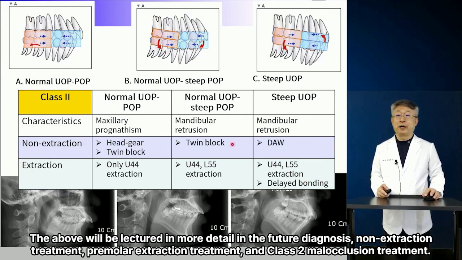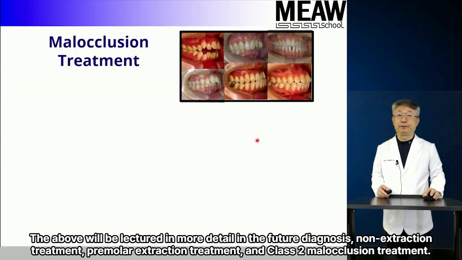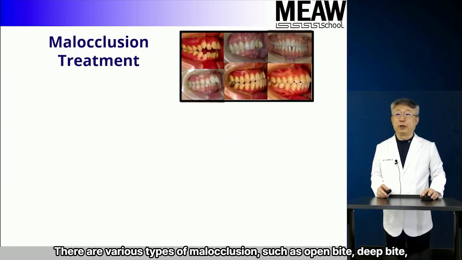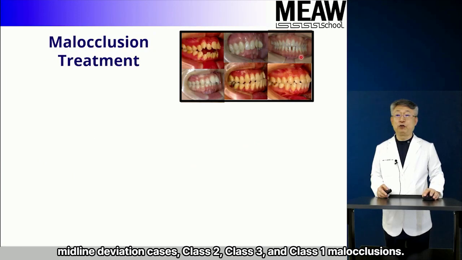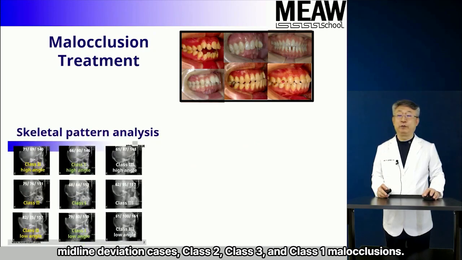The above will be lectured in more detail in the future diagnosis: non-extraction treatment, premolar extraction treatment, and Class 2 malocclusion treatment. There are various types of malocclusion, such as open bite, deep bite, midline deviation cases, Class 2, Class 3, and Class 1 malocclusions.